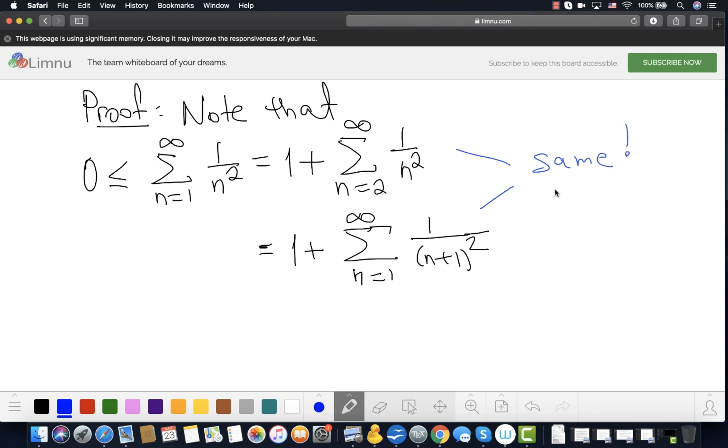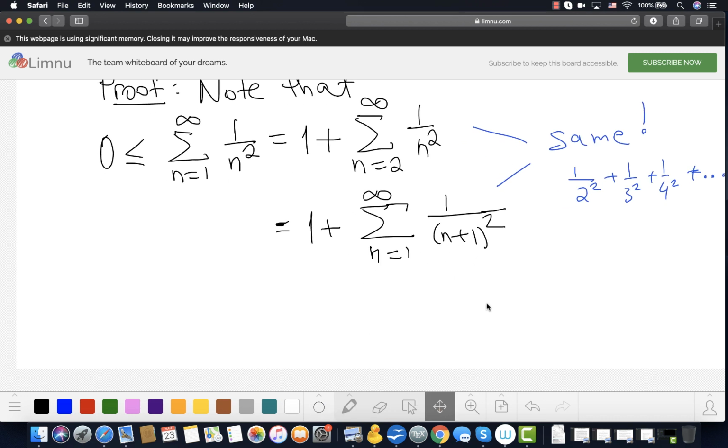Namely, they're just 1 over 2 squared plus 1 over 3 squared plus 1 over 4 squared forever, right? Because when n is 2, you get 1 over 2 squared. When n is 3, you get 1 over 3 squared, and so on. And here is the same thing. Even though you're starting at n equals 1, the first term you're adding is 1 divided by 1 plus 1 squared. And then when n is 2 here, you get 2 plus 1, which is 1 over 3 squared. And so, in fact, we do have the same infinite sum.